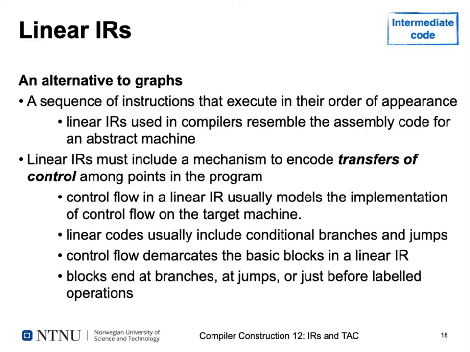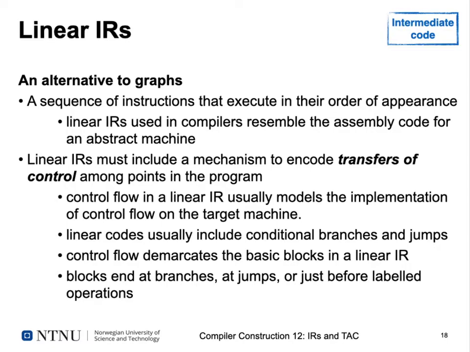So what else can we do in terms of intermediate representation? We've already talked about linear intermediate representations, and we've seen a very simple example of one already on the previous slide. So a linear intermediate representation is an alternative to graphs. Linear intermediate representations represent your code as a sequence of instructions that are all executed in order of their appearance, so usually from top to bottom if you would print them or write them on a sheet of paper. So linear IRs used in compilers are actually, well, at least looking very close to assembler code for an abstract machine, but they have some differences here.